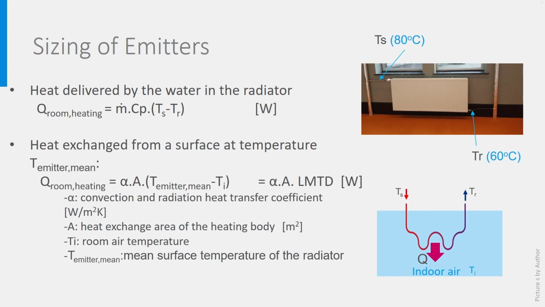The surface of the radiator does not have the same temperature everywhere. It is 80 at the start and 60 at the end. It is possible to show that this mean is not exactly the arithmetic one, but that it can better be calculated using the logarithmic mean temperature difference, LMTD, as defined below on the slide and explained in a presentation on heat exchangers. Please also note that alpha is the convection and radiation coefficient depending on air velocity and design of the radiator, and A is the area of the radiator.